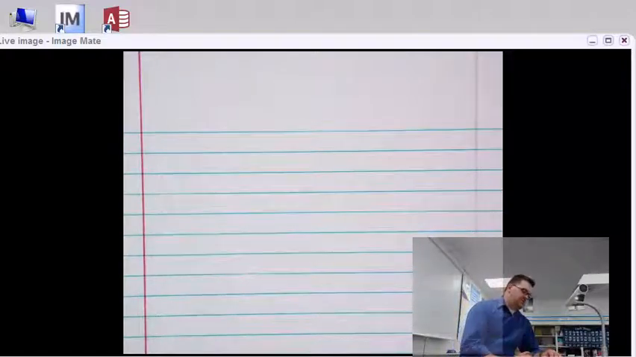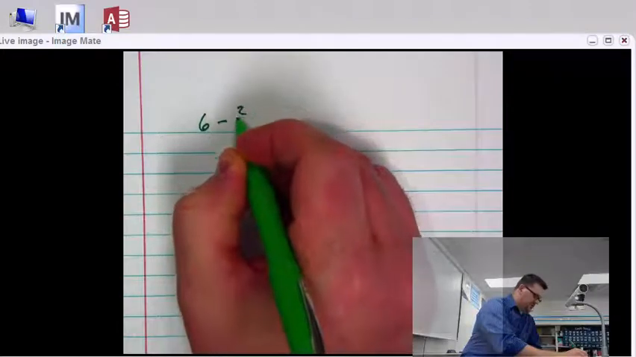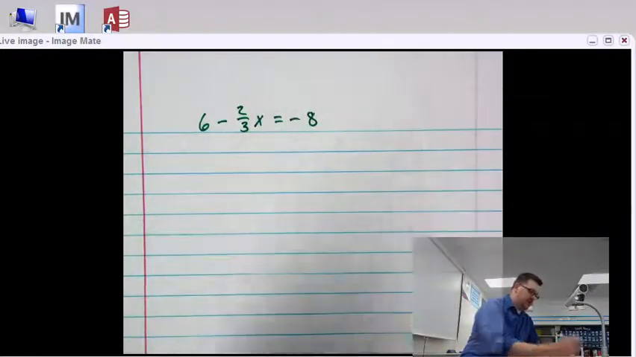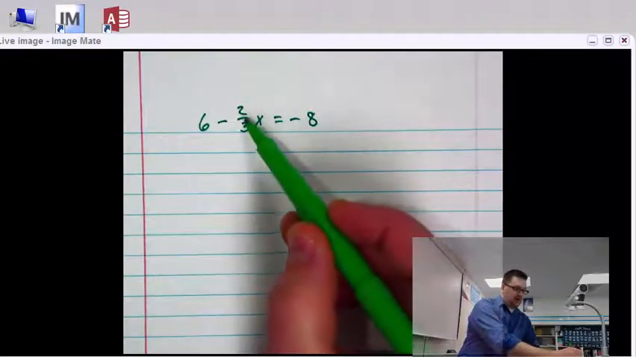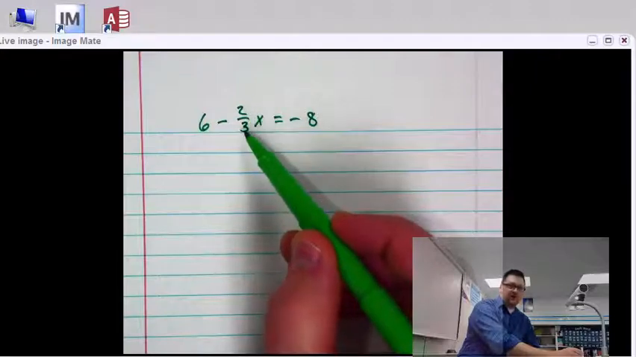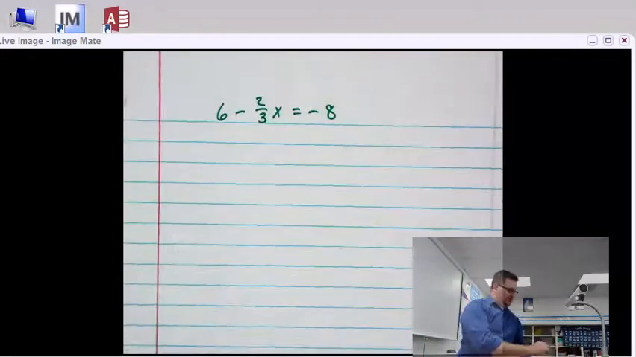Okay, so let's talk about solving equations that involve fractions. If I were to give you 6 minus 2/3 x equals -8, let's keep in mind that solving is all about opposites. Looking at this, the fraction is the big deal. It says 2 divided by 3. The opposite of dividing by 3 is, of course, multiplying by 3.